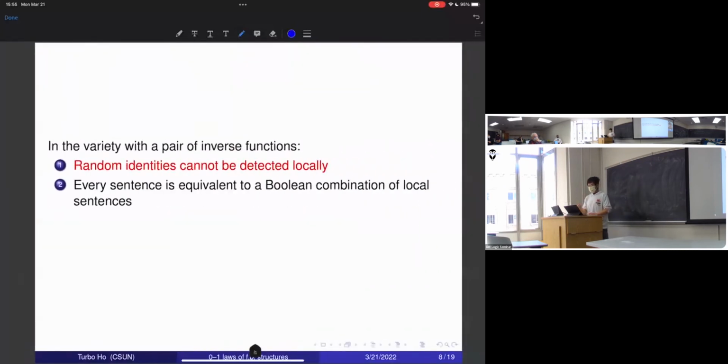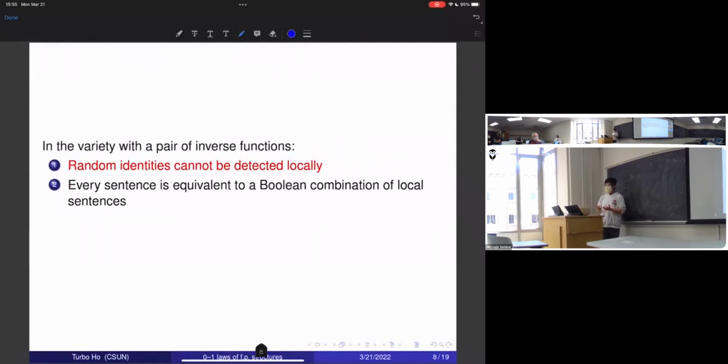And then the second, of course, is saying that every sentence is equivalent to a Boolean combination. But more, these Boolean combinations are local in a sense. So these sentences are local so that they're not actually able to detect whether you are in the quotient or not. They're not able to tell whether you're in a free structure or in a quotient, and hence you just end up getting the same theory. And that's how the proof goes.